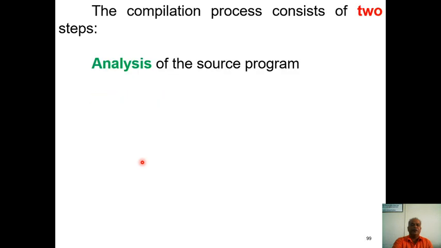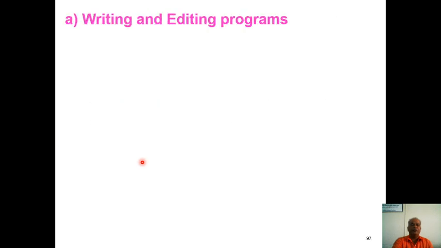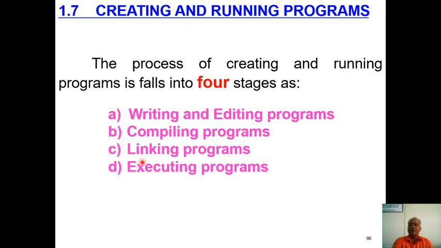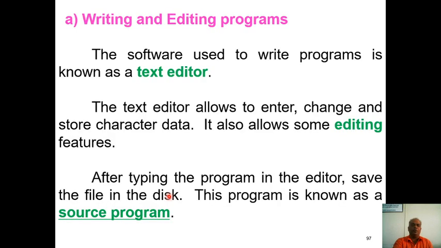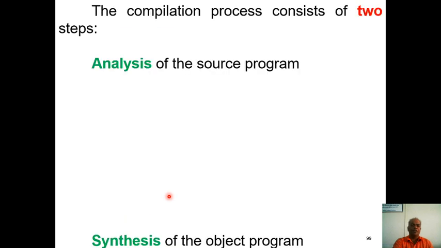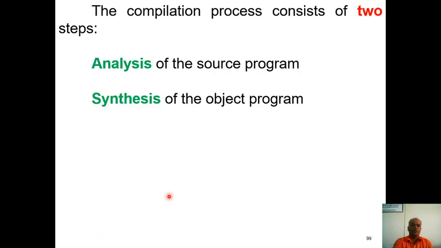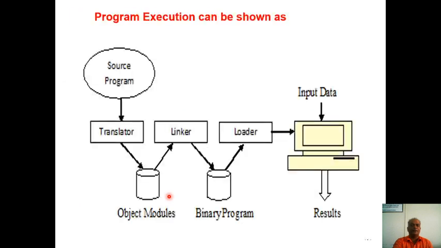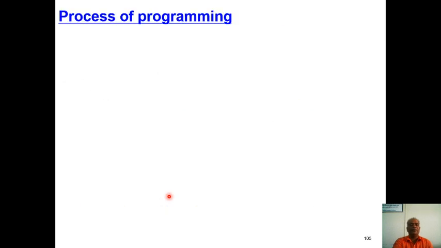So this is the concept of creating and running programs. For creating and running programs, it is related to 4 stages: writing and editing programs, compiling programs, linking programs, and executing programs. All of you please go through this very carefully. It is a very important question from the examination point of view. So it is somewhat of a bigger question.